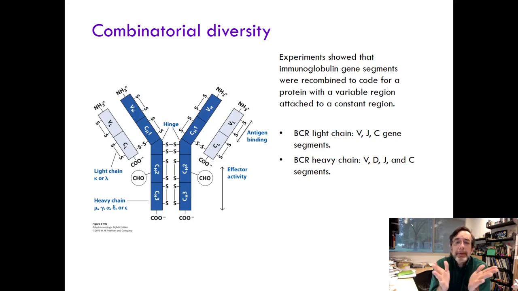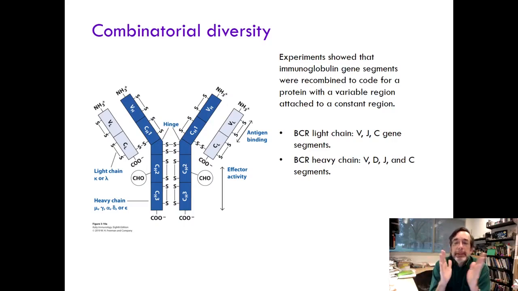So the combinatorial diversity, just remember we have this picture of what antibodies look like. You have 12 domains, you have light chain, heavy chain, variables are at the end, and the other 8 are going to be constant domains. And so the light chain doesn't need as long of a sequence, and the light chain also has fewer gene segments that it's made from.